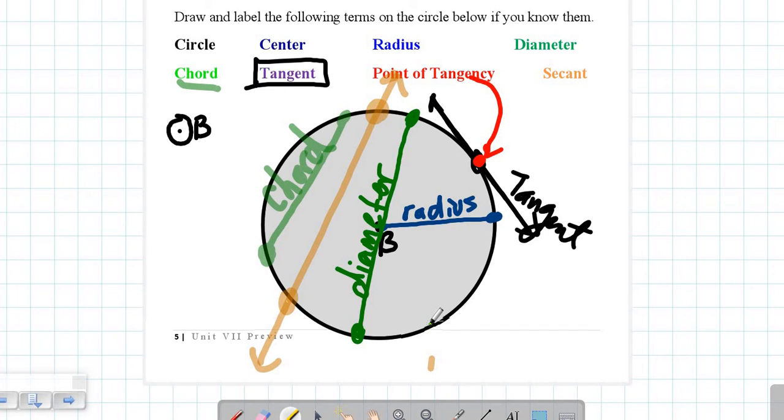Let's do another one here. Right, just do one right next to it. Here we go. See, it's still intersecting at 2 points. Both of those are secants. Trick to a secant is it starts from the outside and it intersects at 2 points. There's the vocabulary you're going to need for the next 3 weeks.